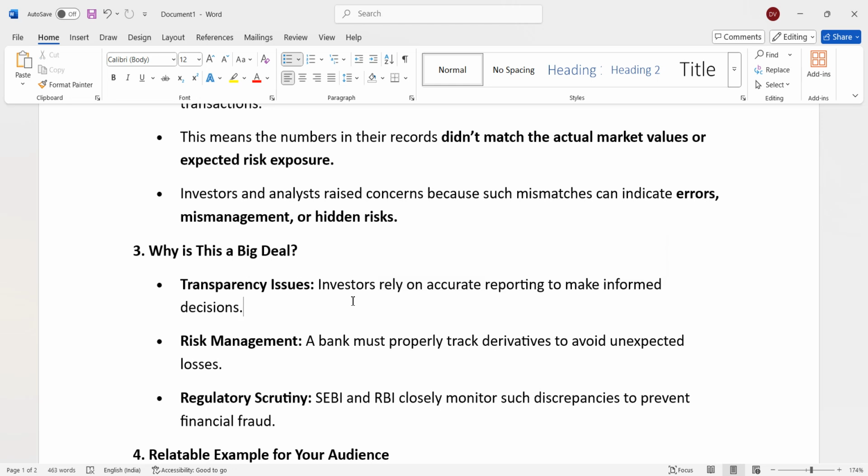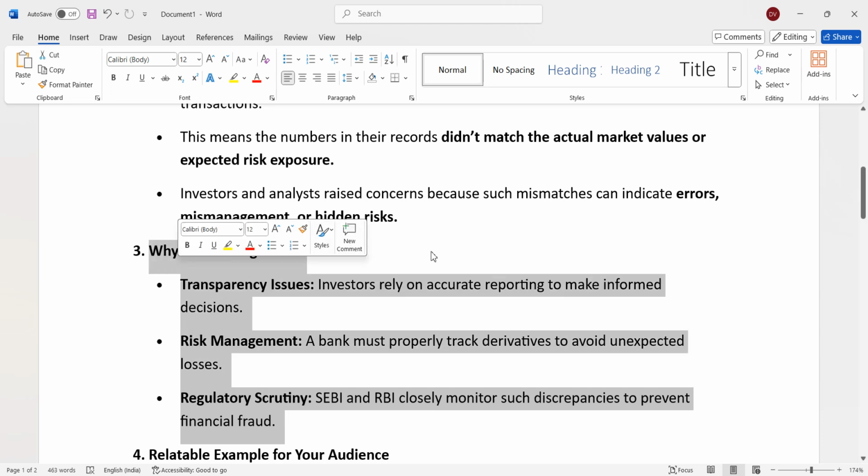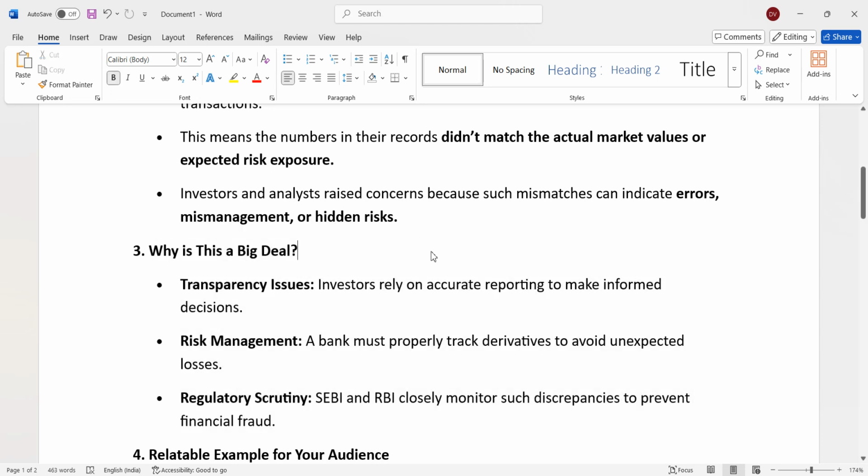There might be some fears about losing their money, right? They should have risk management, right? A bank must properly track derivatives to avoid unexpected losses. So SEBI and RBI closely monitor such discrepancies to prevent financial fraud. Why? Because when you are investing your money in an institution or in a stock, you see the fundamentals, right? So the fundamentals are strong and you feel this is doing well, it is having some good profits consistently, it is having some good investments, so I am going to invest in this stock.